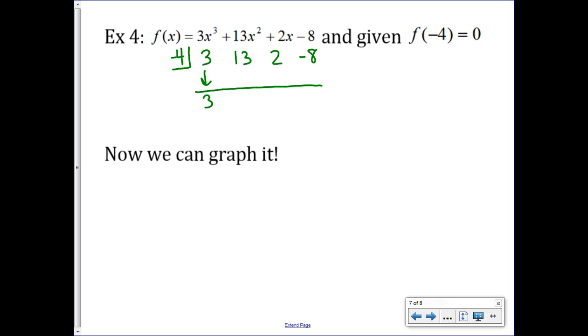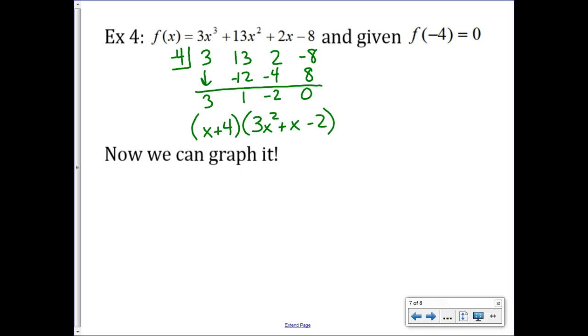So bring down 3. Negative 4 times 3 is negative 12. I have a 1 here then. 1 times negative 4 is negative 4. Then I get a negative 2. Negative 4 times negative 2 is positive 8. And I get a 0 at the end. So then I know that this is x plus 4, because negative 4 would make that a 0. And then I have 3x squared plus 1x minus 2.